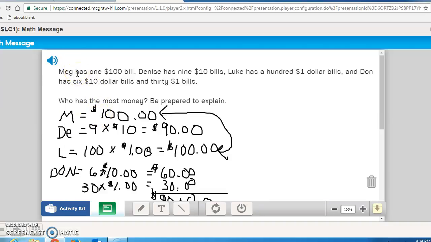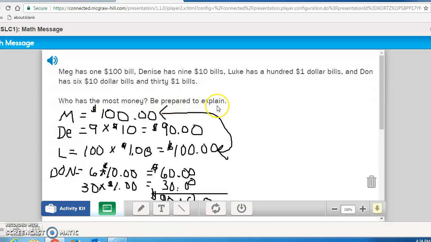The first problem that I'm going to give to you says that Meg has one $100 bill, that Dennis has 9 $10 bills, that Luke has 100 $1 bills, and Don has 6 $10 bills, along with 30 $1 bills. So who has the most money anyway?